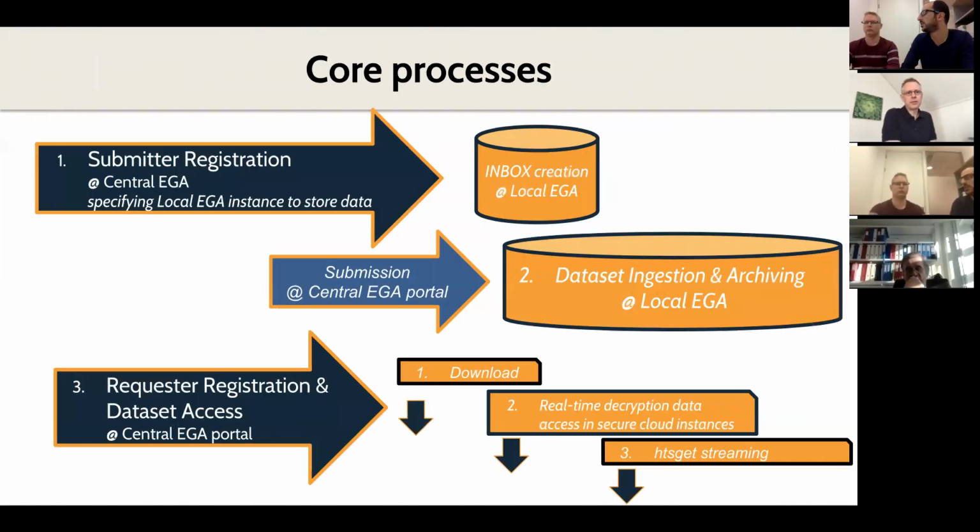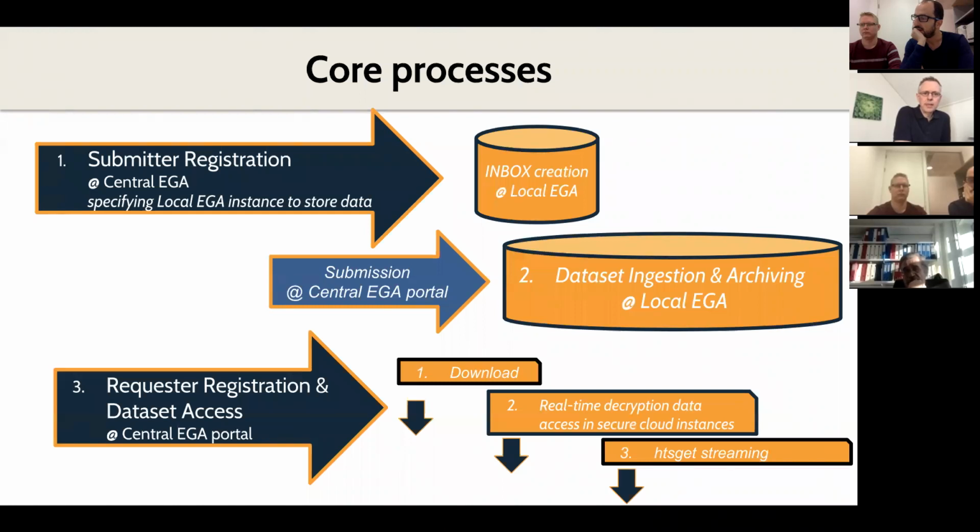Yeah, so just briefly, when we say core processes, first is that a submitter can register at the central EGA and also specify which local instances he or she wants to deposit data in. And that should then make it possible to have an inbox at the local EGA instance.